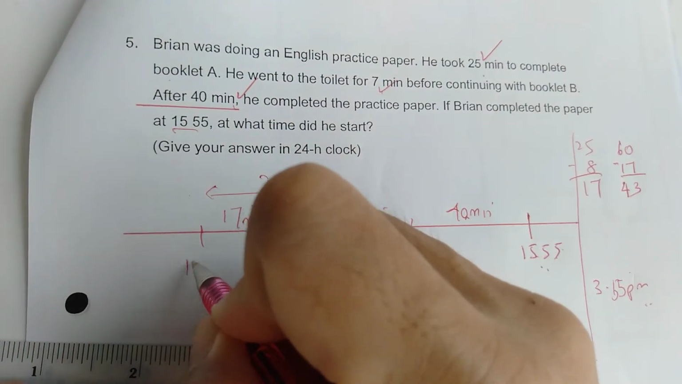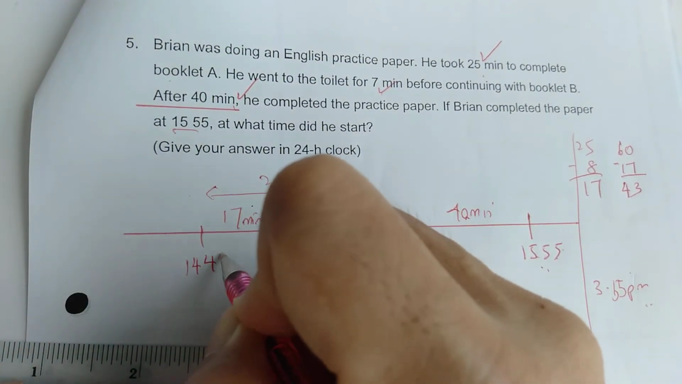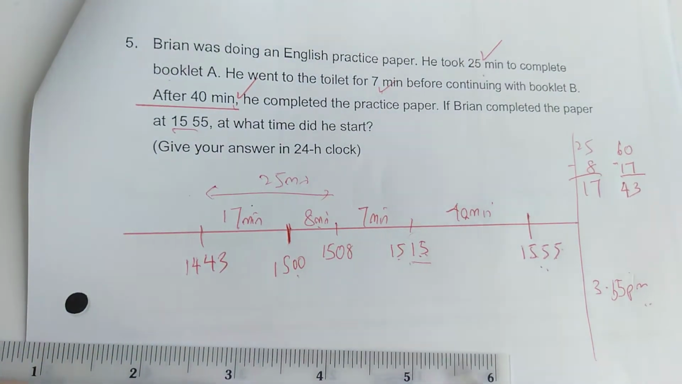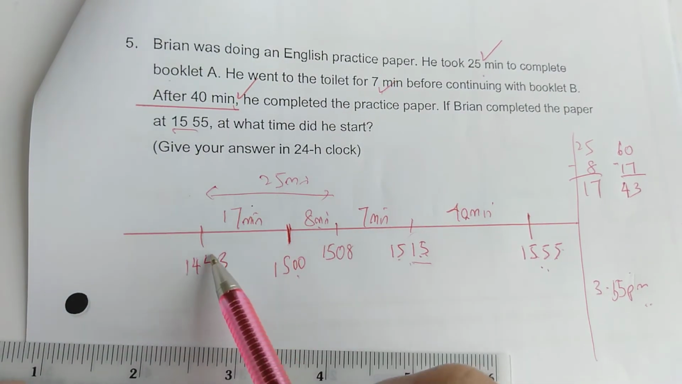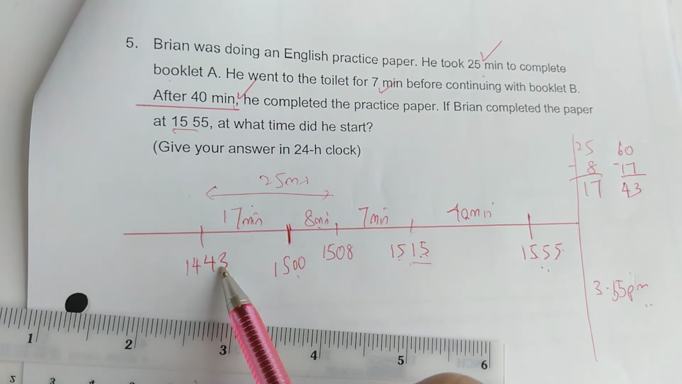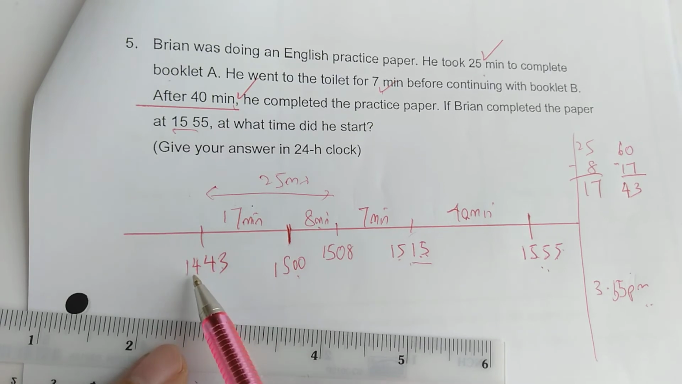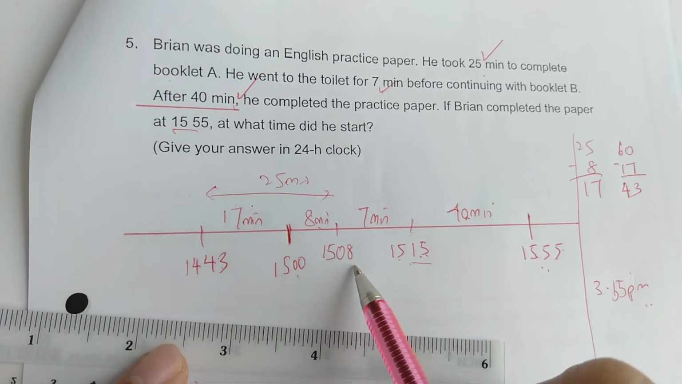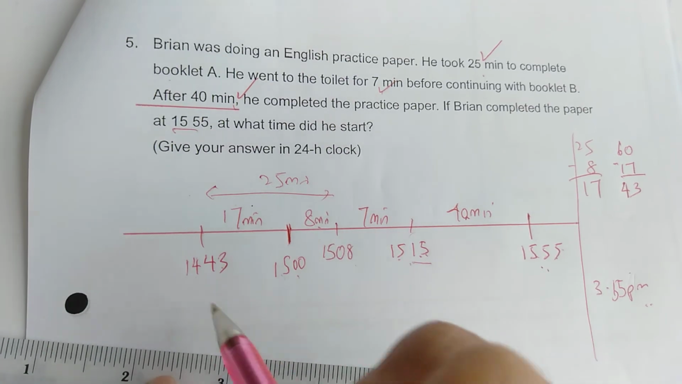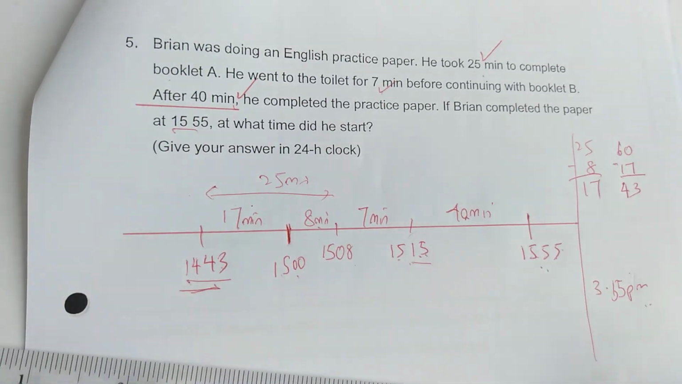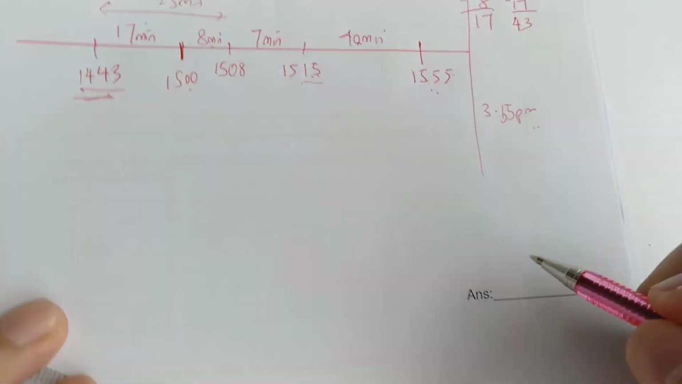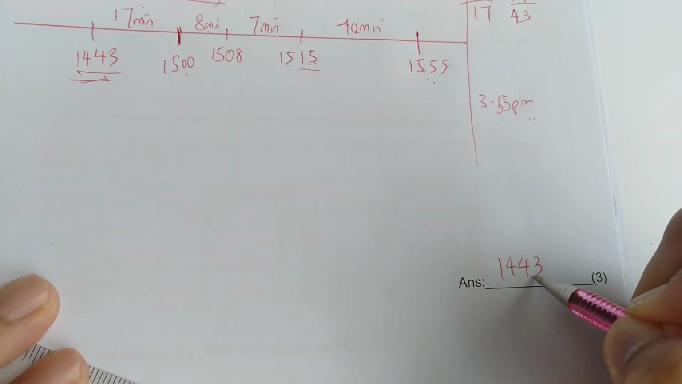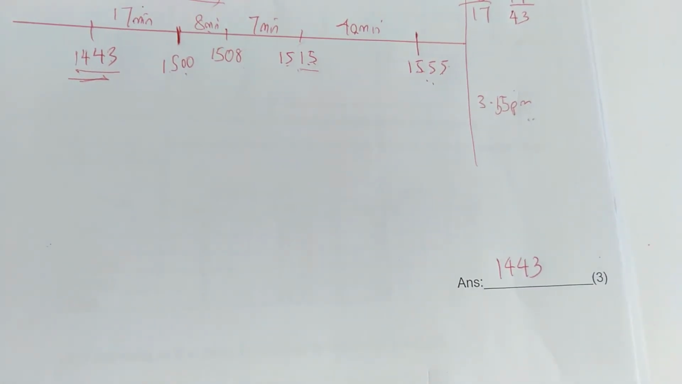So at 1443. Double check. 14 plus 43, I get 60. 60 minutes is 1 hour. So 1 plus 14 will be 15. Just nice. Plus 8 minutes here, 1508. Correct? So he started the paper at 1443. 1443 hours.